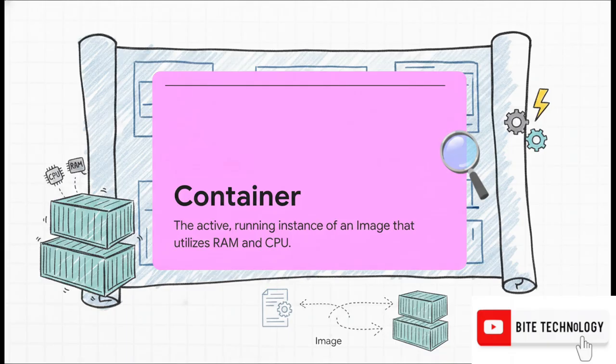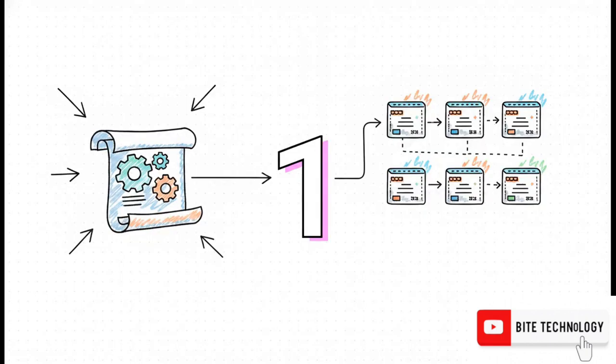That static recipe suddenly becomes a living, breathing application. So remember, the image is the template, the container is the actual execution of that template. And honestly, this right here perfectly illustrates Docker's massive scalability advantage. A single image can be spun up into dozens or even hundreds of independent running containers.